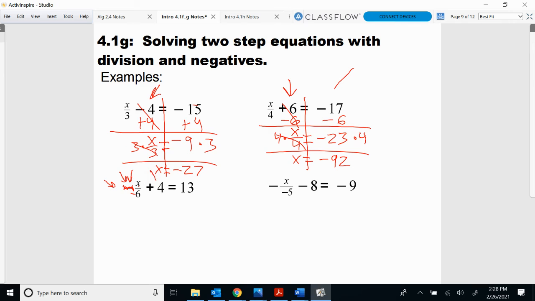So starting with that +4, I'm going to do the opposite of that. So I'm going to go -4, okay, to each side there, and cancel out the -4. That's going to get me, so on this side I got 13 minus 4 is going to give me 9 is equal to, and I have x divided by -6. Bring that negative with you.